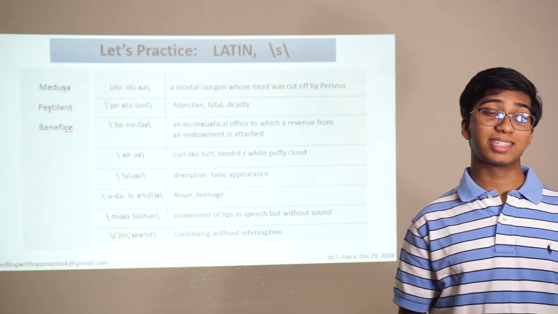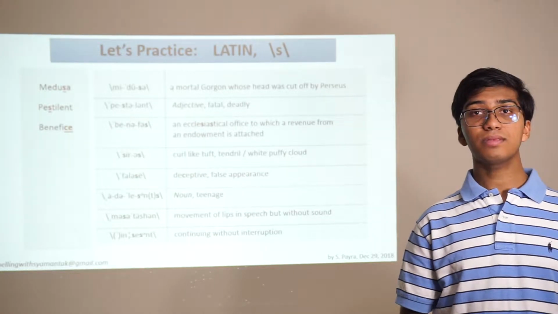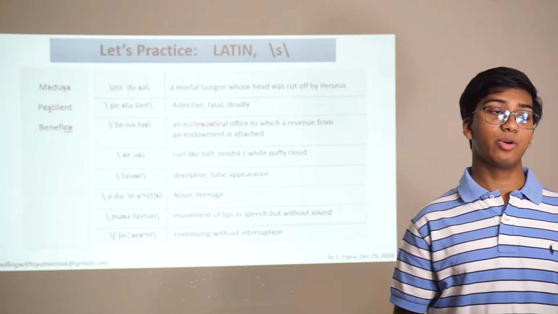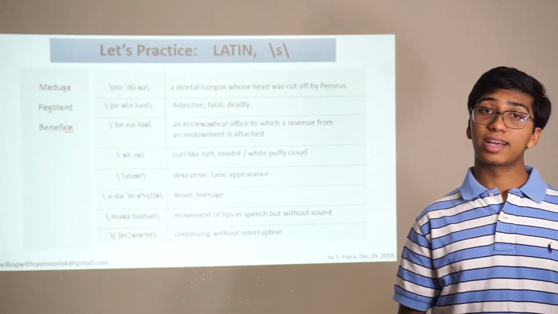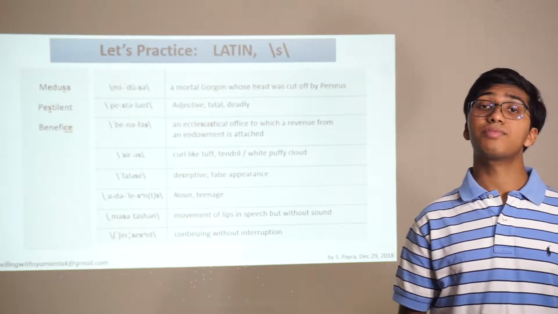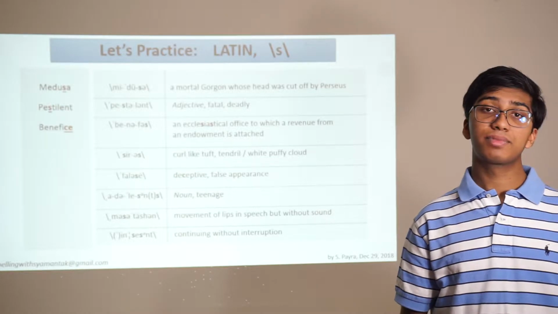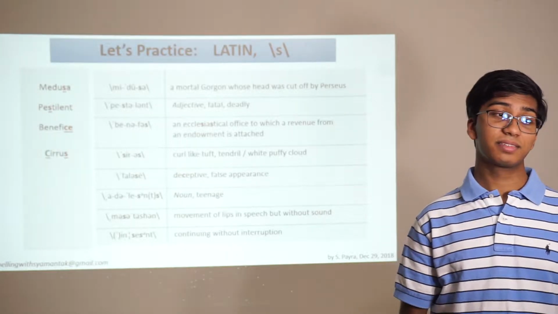Here you have a CE. That's a departure from the S of the previous two words. The next word is a kind of cloud. Cirrus. A curl like a tuft or tendril in the literal meaning, or a white puffy cloud. Cirrus is spelled C-I-R-R-U-S.